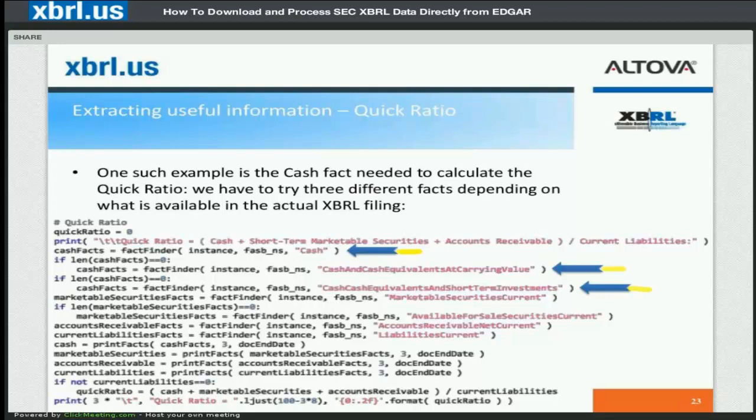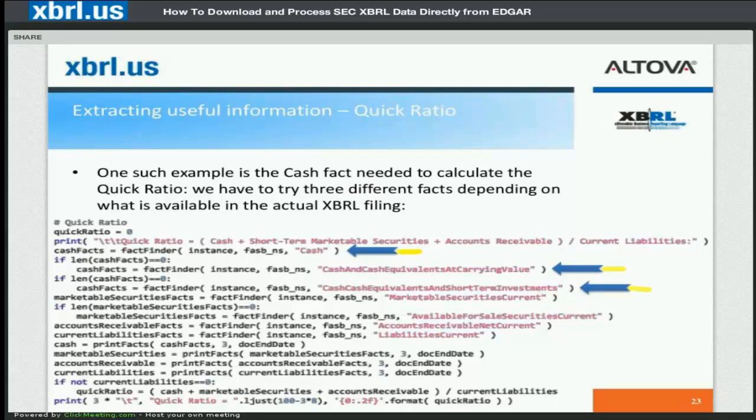Now, keep in mind that what Roger found in his draft research paper is that by doing these simple steps, you can increase the percentage of XBRL filings where you can actually calculate that kind of ratio from somewhere around 60% to 97%. So it's definitely worthwhile taking these extra steps.